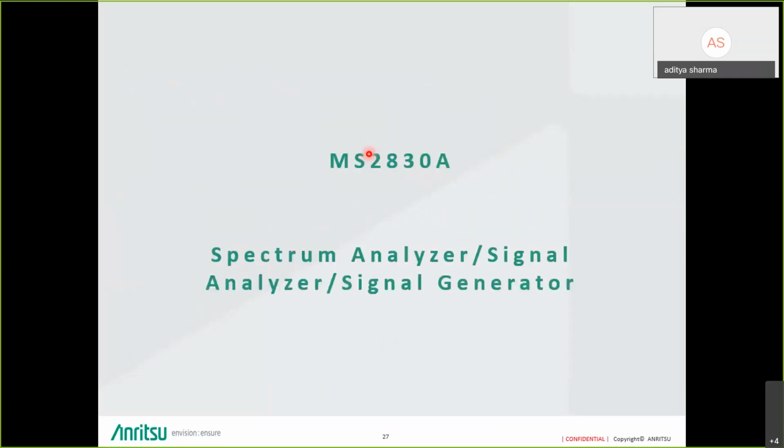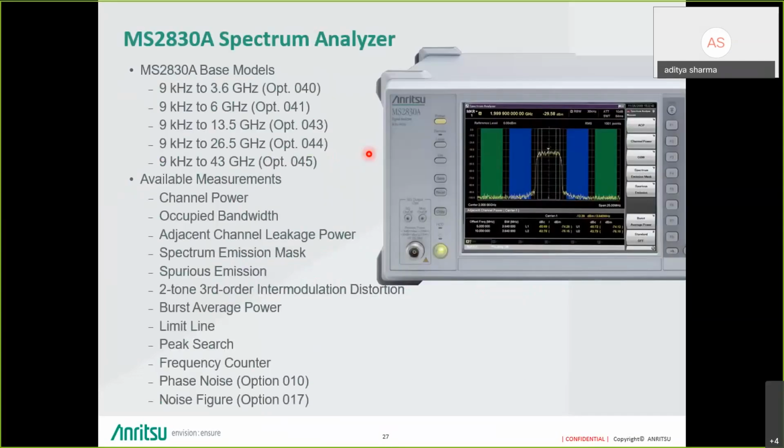If I talk about the benchtop models, we have the MS2830A, which is a combination of signal analyzer, spectrum analyzer, and signal generator. So if a customer is working on spectrum analysis only, he can adopt this. The frequency range starts from 9 kilohertz and goes to 3.6 gigahertz, then 6 gigahertz, 13.5 gigahertz, 26.5, and 43.5.